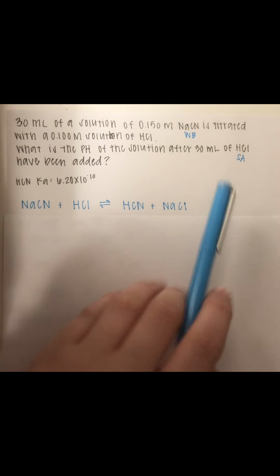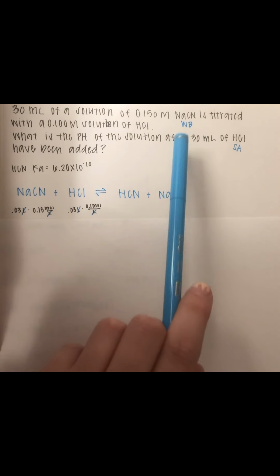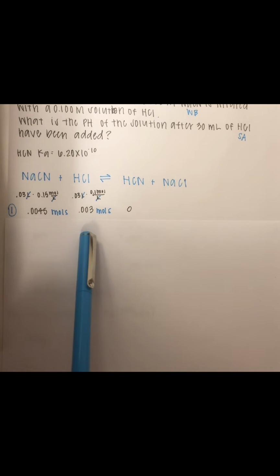And the first thing that you need to do numerically is realize that we are adding some volume to this solution. So these molarities are going to change over time because of this addition in volume, so we need to work in moles. So converting to moles is the first numerical thing that needs to be done, and that's simple, converting these milliliter volumes to liters and then multiplying them by the molarities that are given, and that gives you the amount of moles that you are initially starting out with, which is 0.0045 and 0.003.